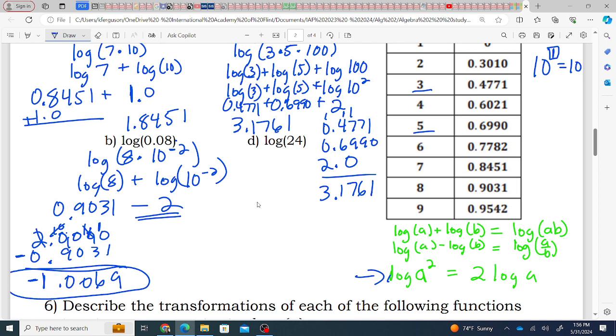And then finally, I got log of 24. So log of 24 is either 6 times 4 or 8 times 3. I'm going to go 8 times 3. Well, no, I just did 8. So let's do 6 times 4. So that's log of 6 plus log of 4.